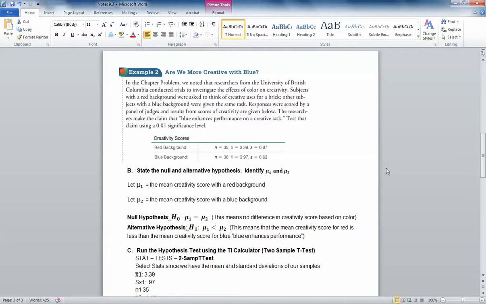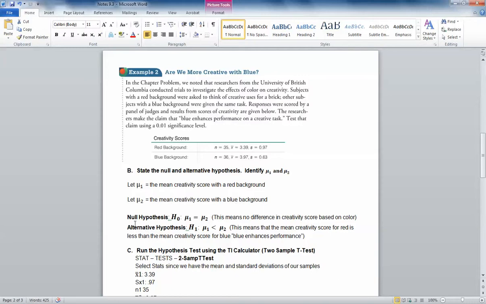So first thing we do is state the null and alternative hypothesis and make sure we identify what mean 1 and mean 2 is. These are the population means. So let's let mean 1 equal the mean creativity score with a red background, and then mean 2, the mean creativity score with the blue background, so that we don't get those confused.